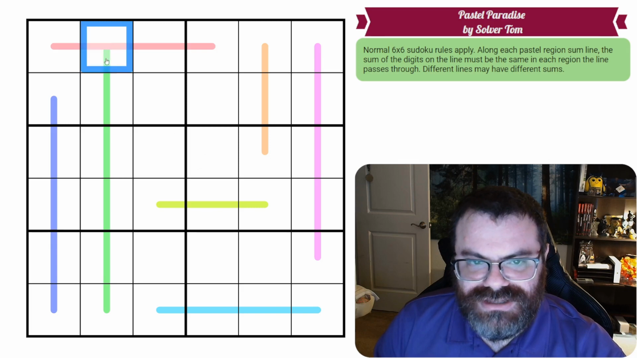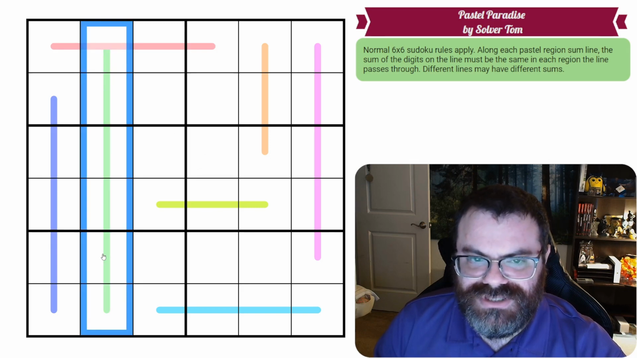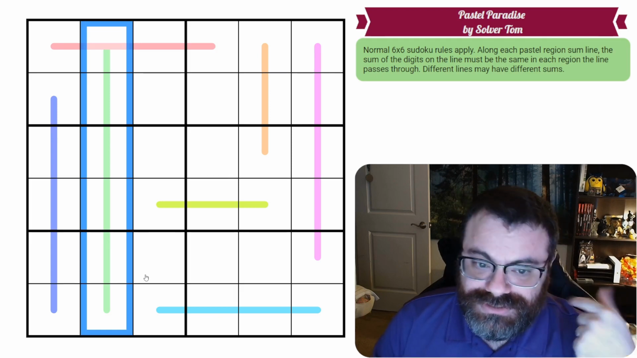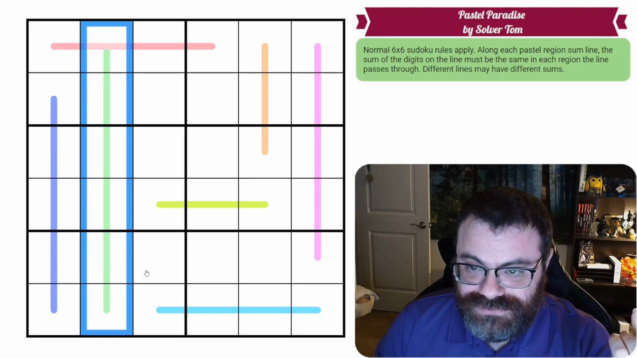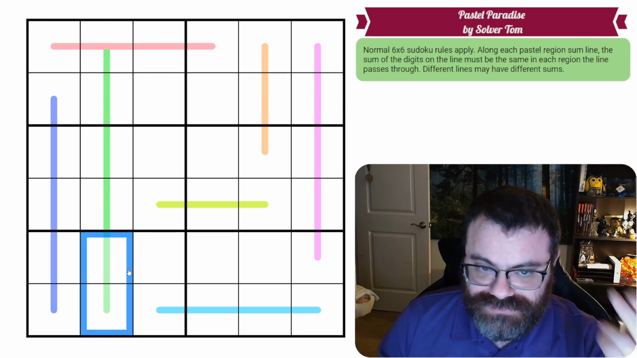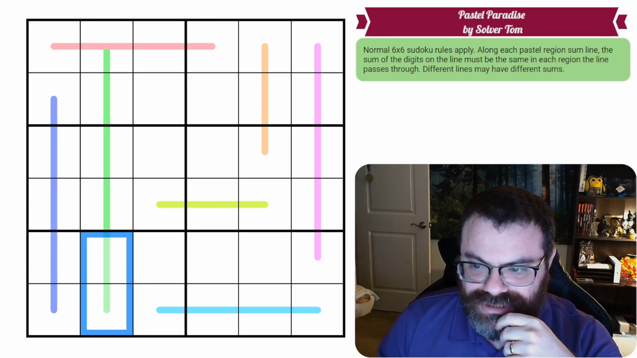All right. So we know the sum of this green line because we know that a column sums to 21, because 1 through 6 sums to 21. So 21 over 3 is going to be 7. So each of these adds to 7. So we're going to have a 1, 6, a 2, 5, and a 3, 4, but we don't know which is which.